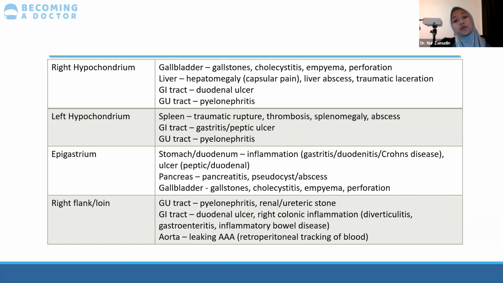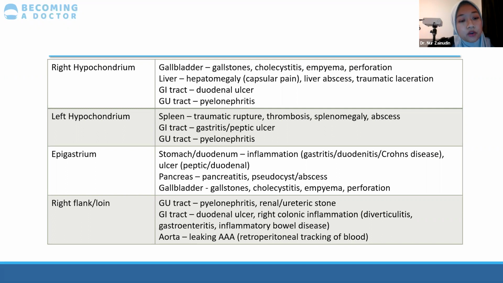Epigastrium, we have the stomach, so a lot of patients with peptic or duodenal ulcers can present with epigastric pain that can radiate all the way to the back sometimes, especially with pancreatitis, that can happen. We have part of the gallbladder there as well, so some people with cholecystitis can have pain in the epigastric region and not just the right side.